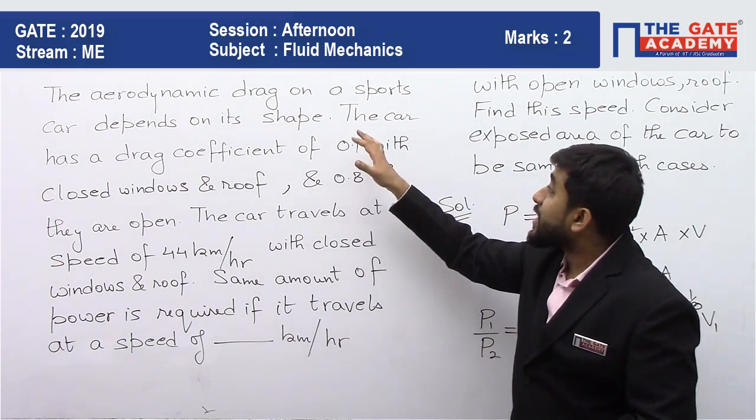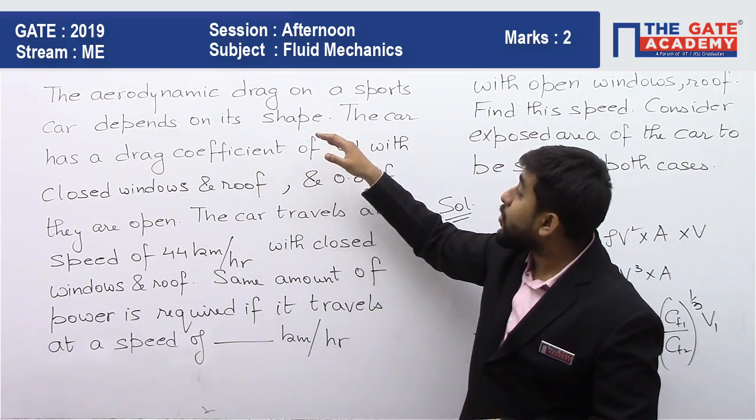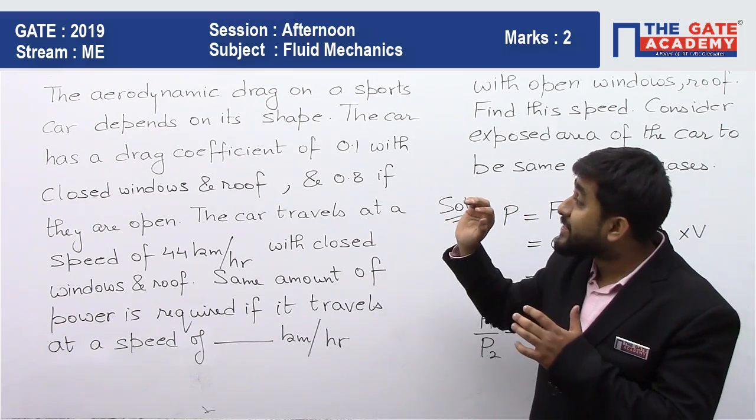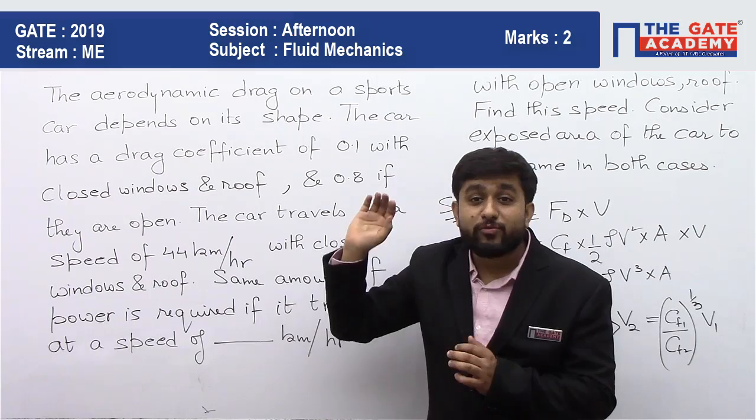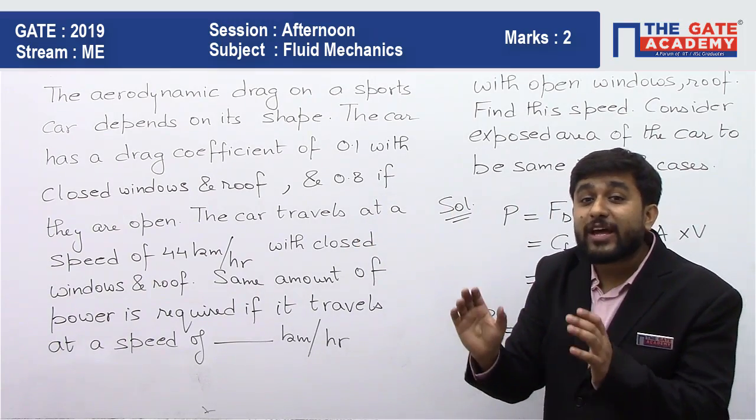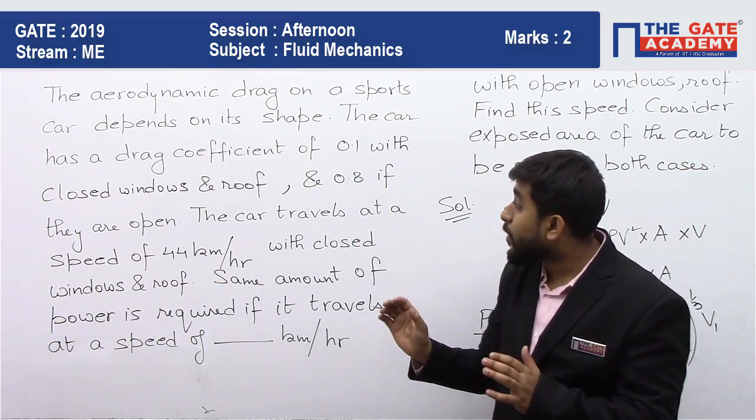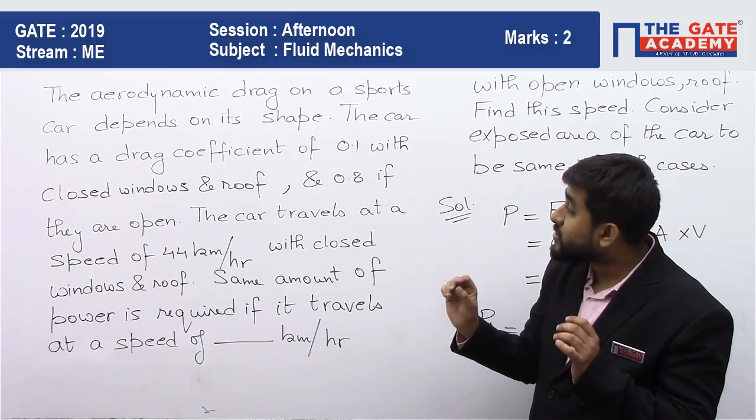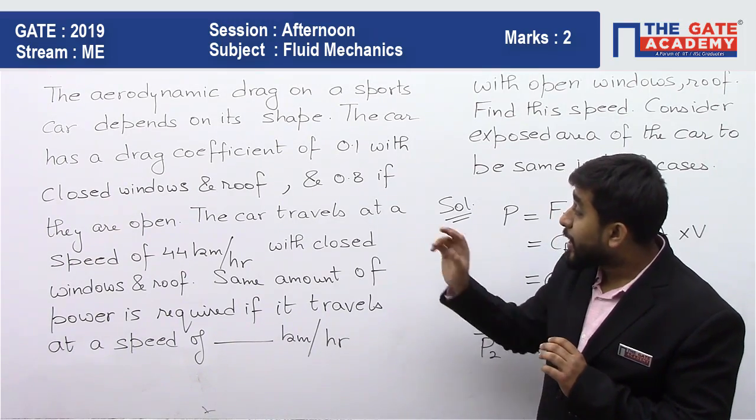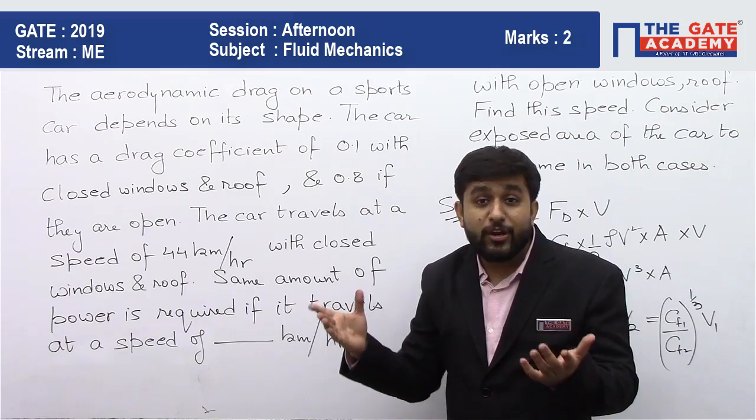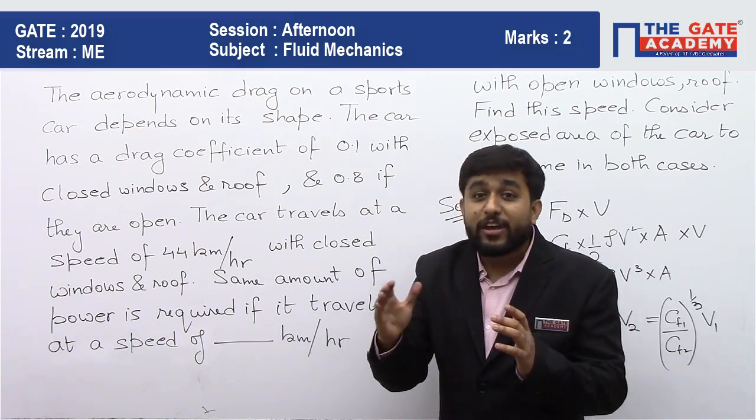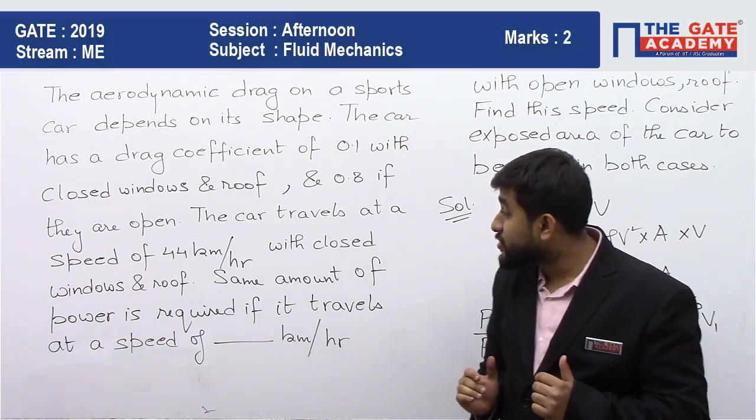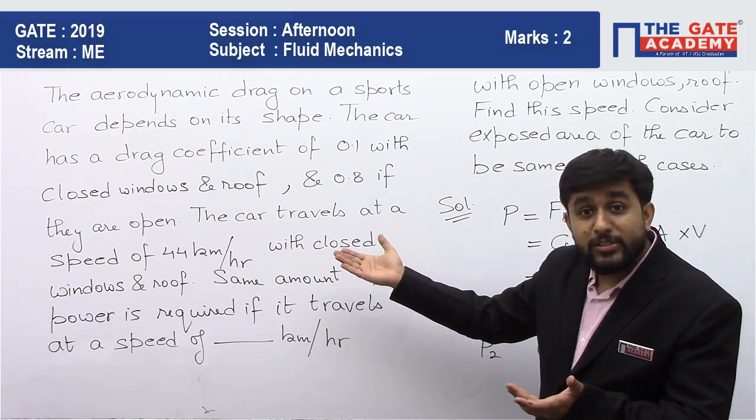The aerodynamic drag on a sports car depends on its shape. The car has a drag coefficient of 0.1 with closed windows and roof. So basically drag coefficient, that is the skin friction coefficient, is 0.1 when the windows and roof are closed, and it is 0.8 if they are open. Definitely when the windows and the roof are open, the flow of air will be obstructed, so drag coefficient will increase, and it increases this much.